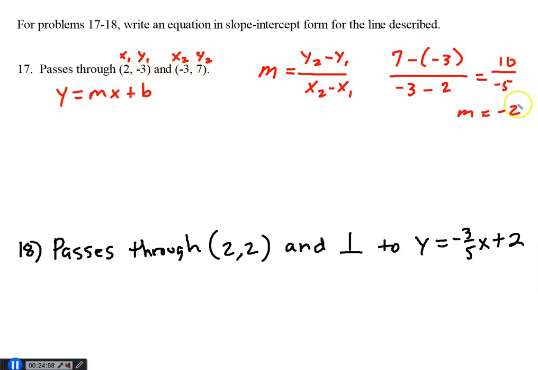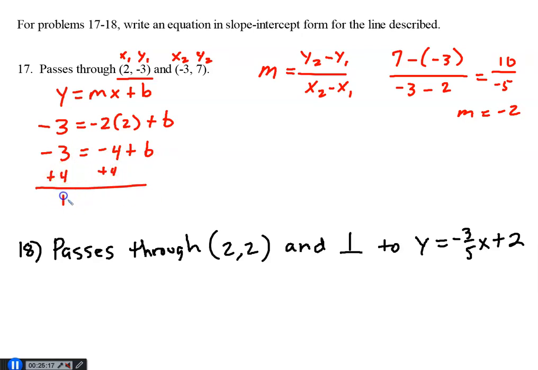All right, so we plug into y equals mx plus b, pick one of these points, doesn't matter which. We know what to plug in for slope. I'm just going to go with this one. So y equals mx, and we have to solve for b. When I add 4 to both sides, I get b is 1. Now I'm going to write the equation to get my final answer. y equals negative 2x plus 1.